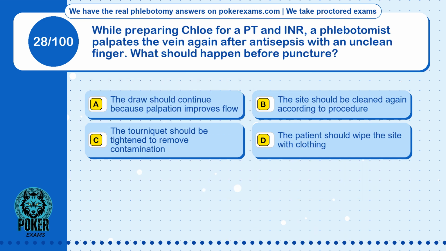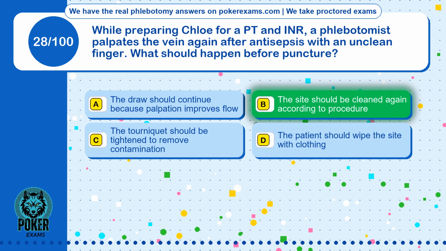Question 28. While preparing Chloe for a patient draw, a phlebotomist palpates the vein again after antisepsis with an unclean finger. What should happen before puncture? Option A, the draw should continue because palpation improves flow. Option B, the site should be cleaned again according to procedure. Option C, the tourniquet should be tightened to remove contamination. Option D, the patient should wipe the site with clothing.